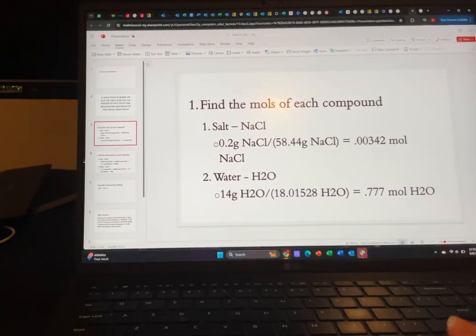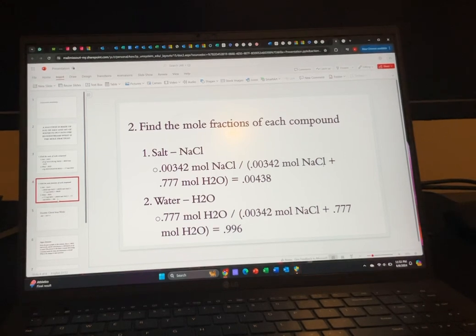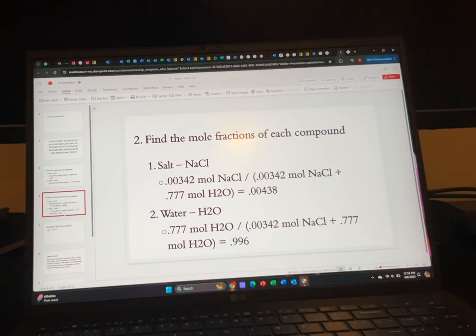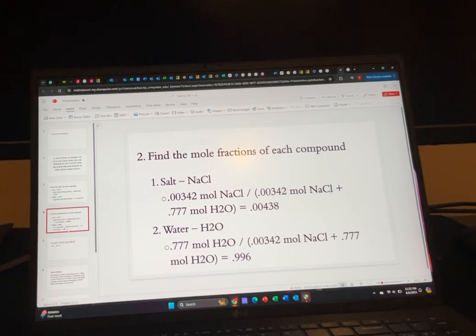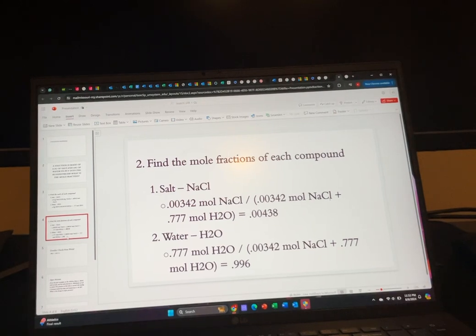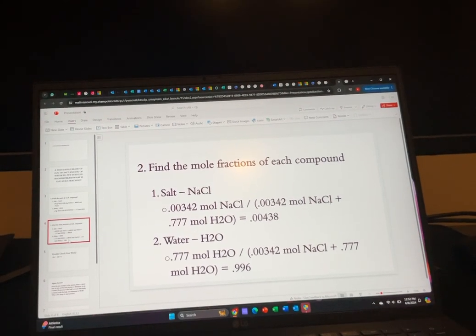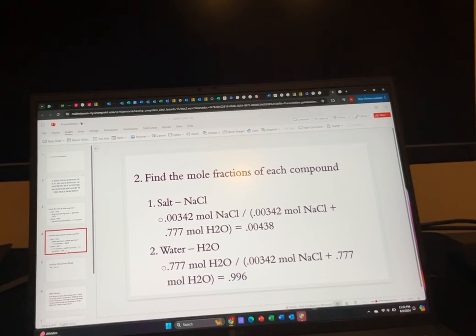Then after that, you're going to do your second calculation, which is the mole fractions of each compound. So you're half of the way there already. You're going to do your moles of the NaCl divided by total moles, which gets you 0.00438 for NaCl, and then 0.996 for your H2O. And those are your mole fractions.